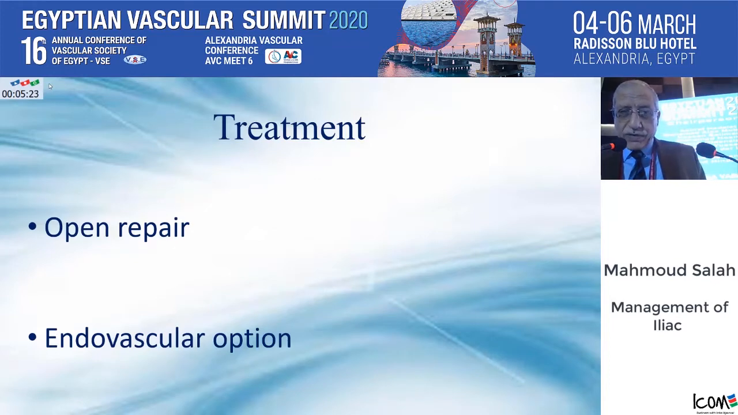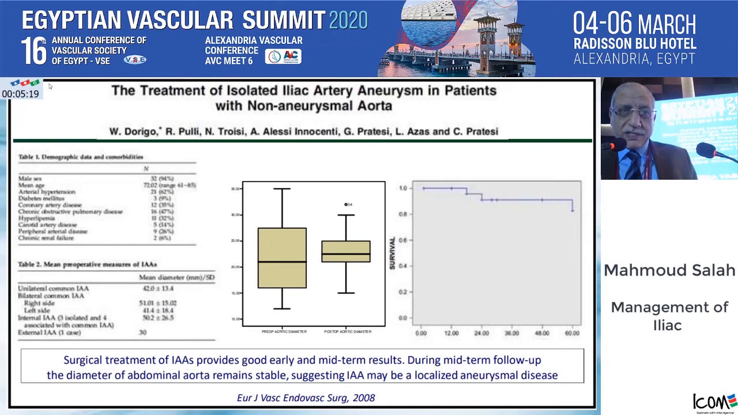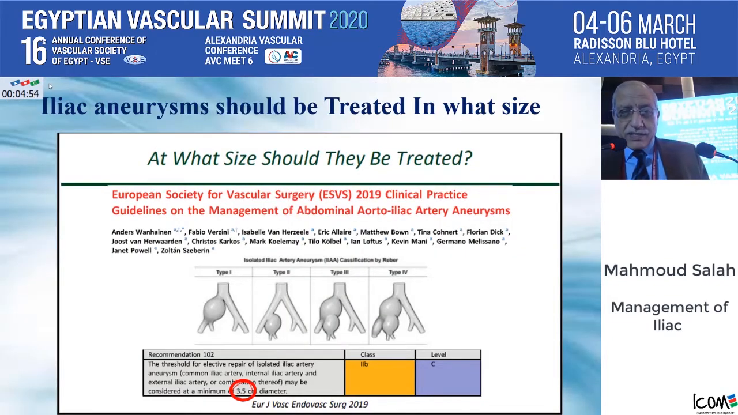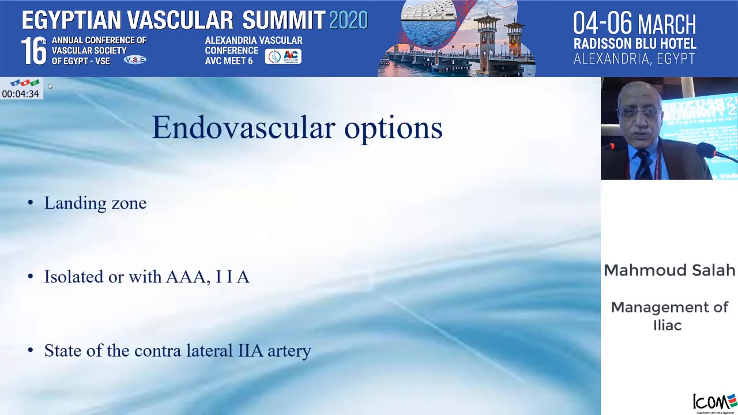Treatment, either open or endovascular. This study was done and it mentioned that surgical treatment provides good early and mid-term results, but actually this was 2008, 12 years ago. Things have changed now, and a lot of technology came in during these 10 or 15 years. This is 2019, the European Society for Vascular Surgery guidelines, and they mentioned that the minimum size for an iliac artery aneurysm to be treated is 3.5 cm.